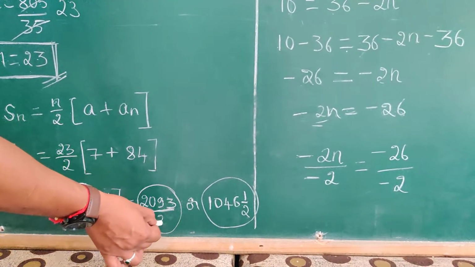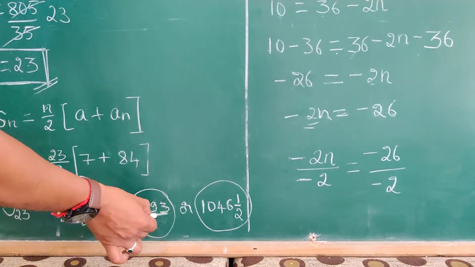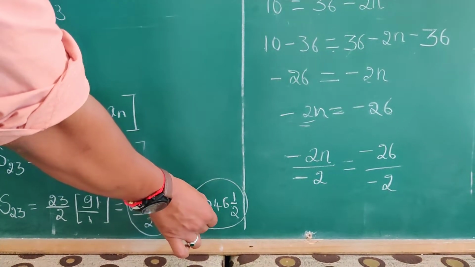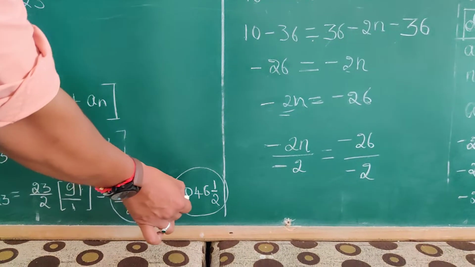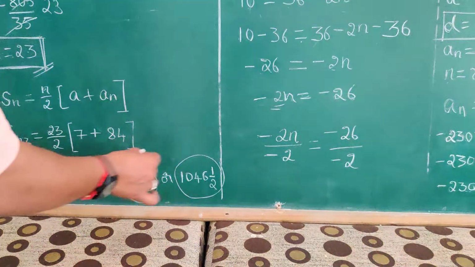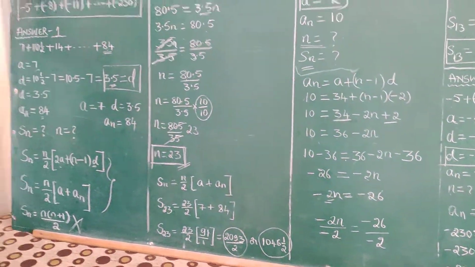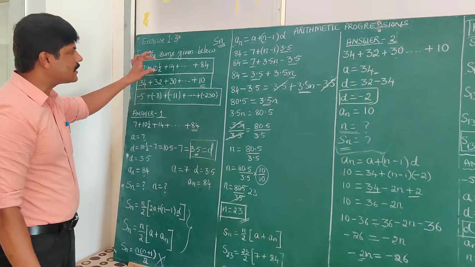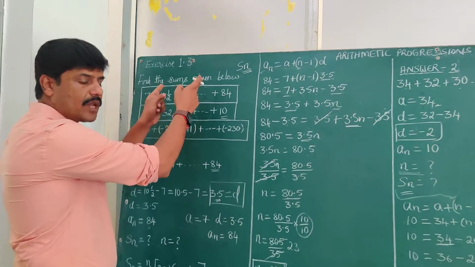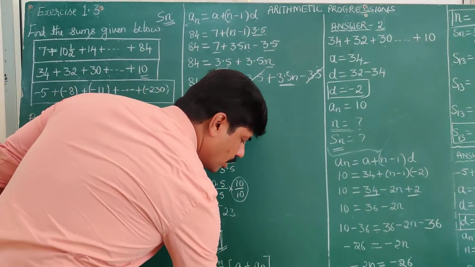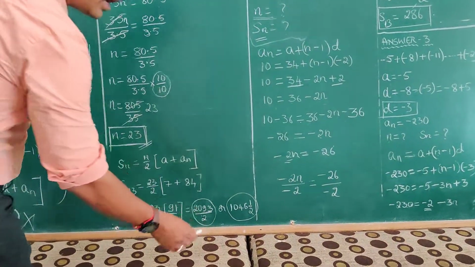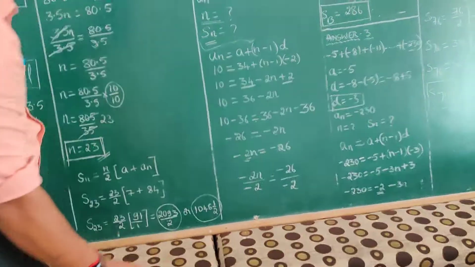This 2093 divided by 2 can also be written as 1046 and half. So this is the answer for the first question. Understand, children? It is asked to find the sum. What is the sum here? 2093 by 2 or 1046 and half.